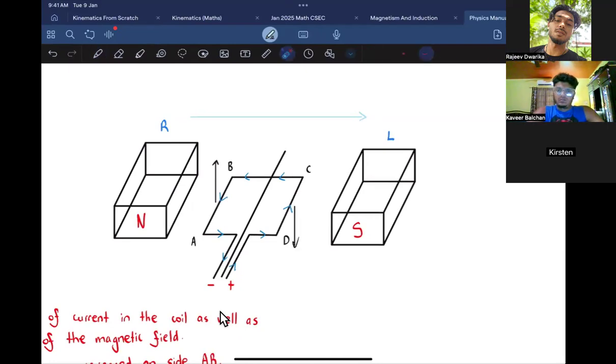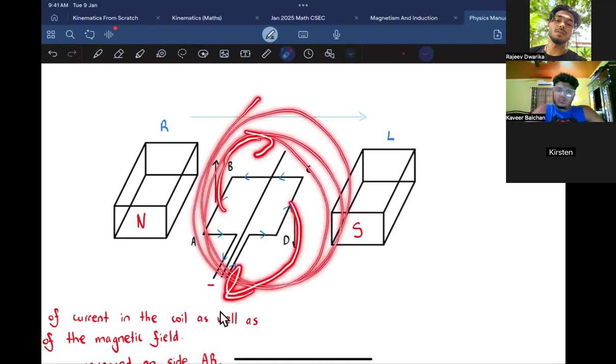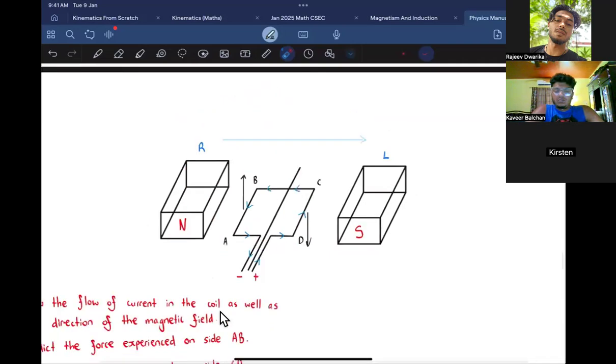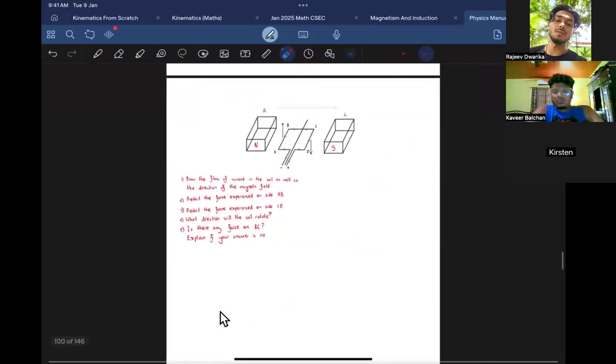So if I have an upwards force here and a downwards force here, would this coil spin? Yeah, watch. It'll spin. And what direction is that? Clockwise. Yeah, that's clockwise. So that's how it works. That's the principle of a DC motor, right?